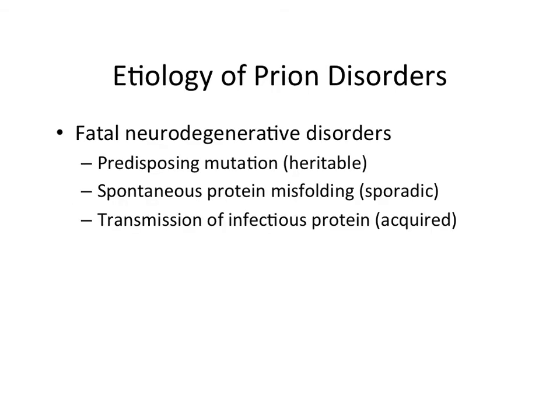Okay. So when you've got a heritable mutation, that's actually talking about DNA transmission. So you inherit from your father or your mother a mutation that predisposes your prion protein to misfold. So there are a number of genetic mutations that can lead to higher risk of having a prion disorder. Those are the heritable ones. Sporadic happens all the time. We think that most of the human cases, or at least a significant number of the human cases, are sporadic.